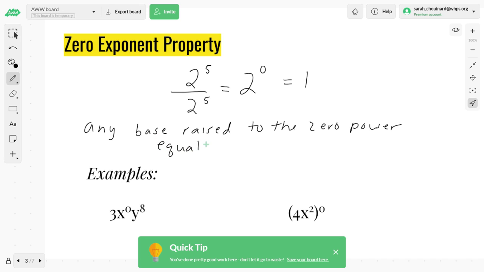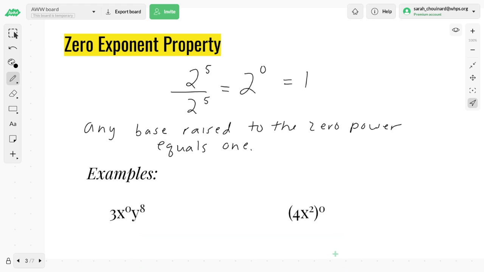So regardless of what the base is, if you raise it to the 0 power, it's going to be equal to 1. Now, what we have to be careful of is we can only apply this property to a base that has a 0 exponent. So for instance, here, the only thing with the exponent of 0 is x. So the only thing equal to 1 is this term, or this portion. The 3 and the y to the 8th remain, giving me 3y to the 8th as my final answer.